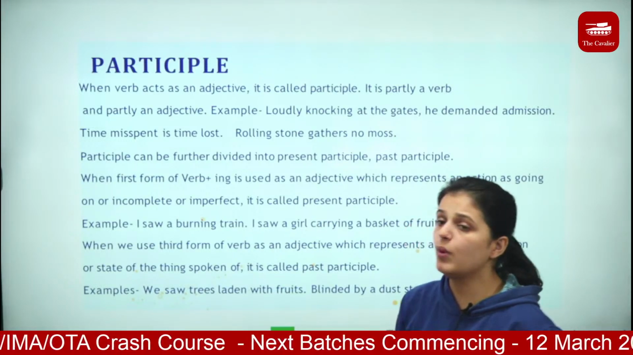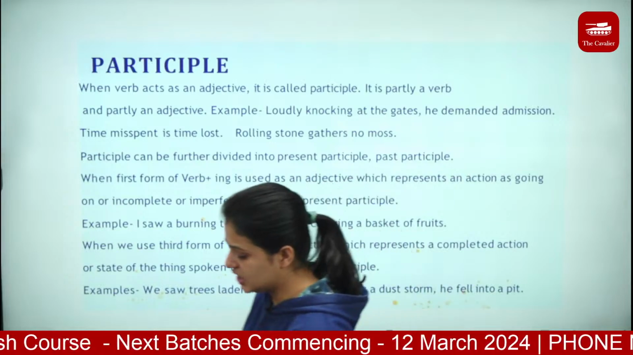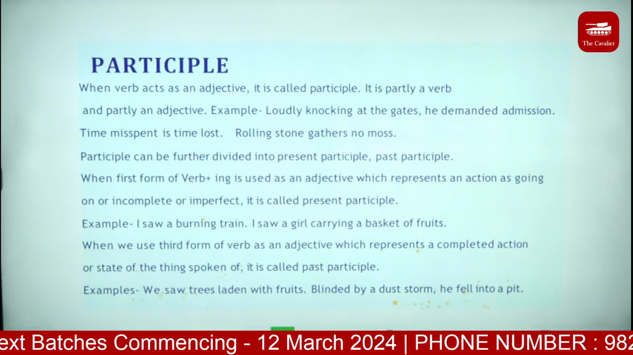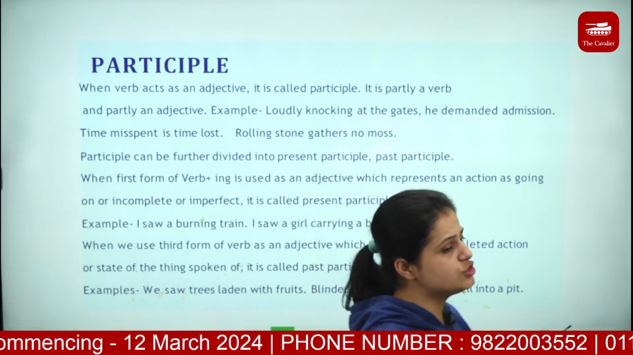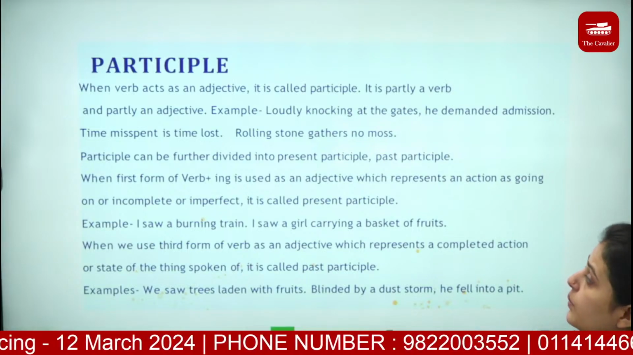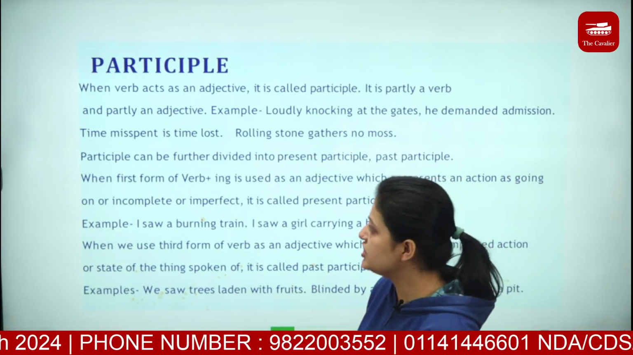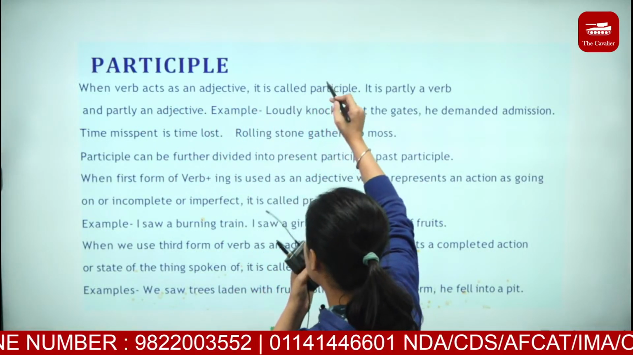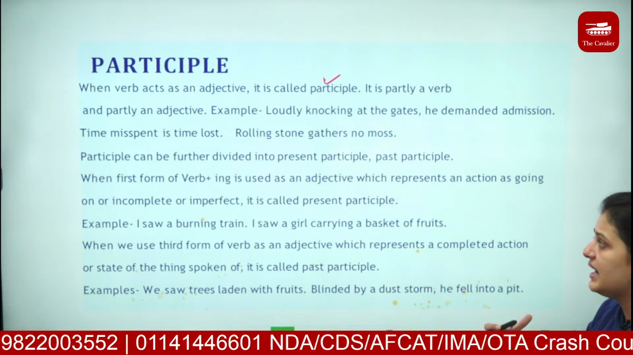Next, participle. Now what is participle? This is another categorization of non-finite verb. Okay, participle में होता क्या है? अभी हमने देखा infinitive के अंदर जो verb है that is acting as a noun. In participle the verb is going to act as an adjective. When verb acts as an adjective, it is called participle. It is partly a verb and partly an adjective.